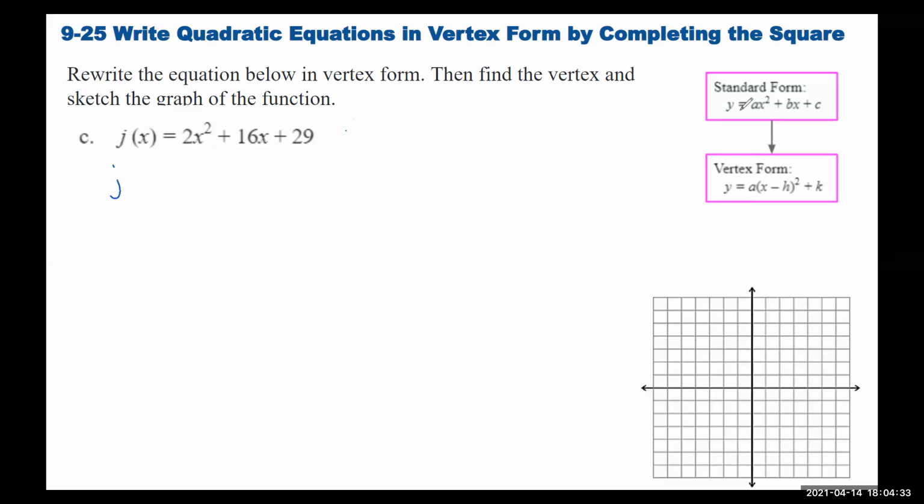I'm going to rewrite my equation, j of x equals, and I'm going to group my x terms, 2x squared plus 16x. I'm going to leave some space in there, and then plus 29. But before I try to complete the square though, I have to do an adjusting. I have to do something to adjust. I can't just start with this and build the square.